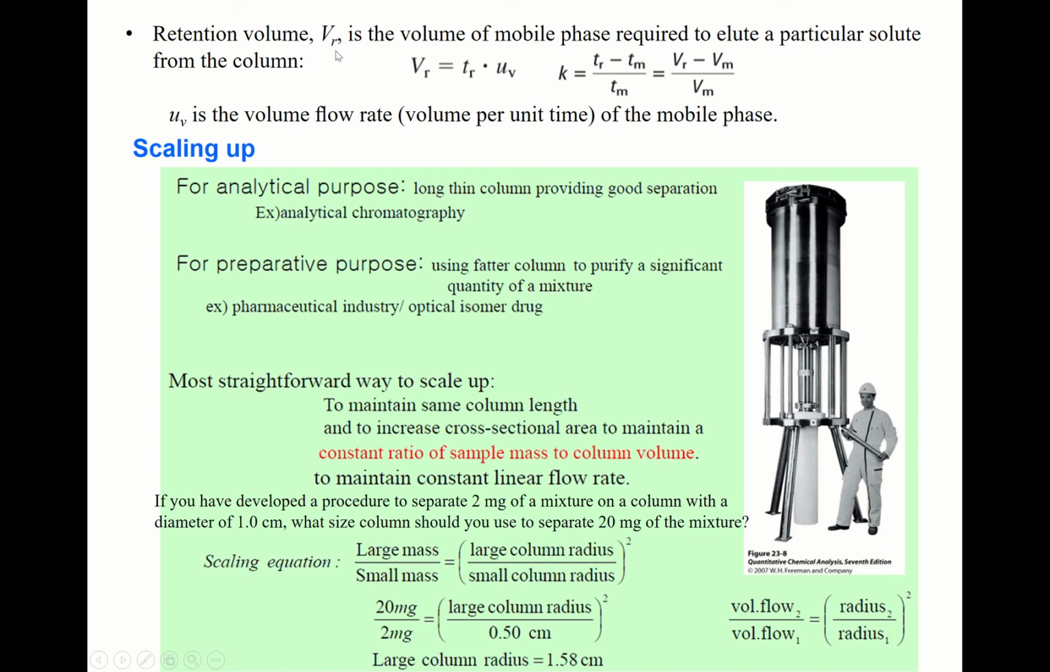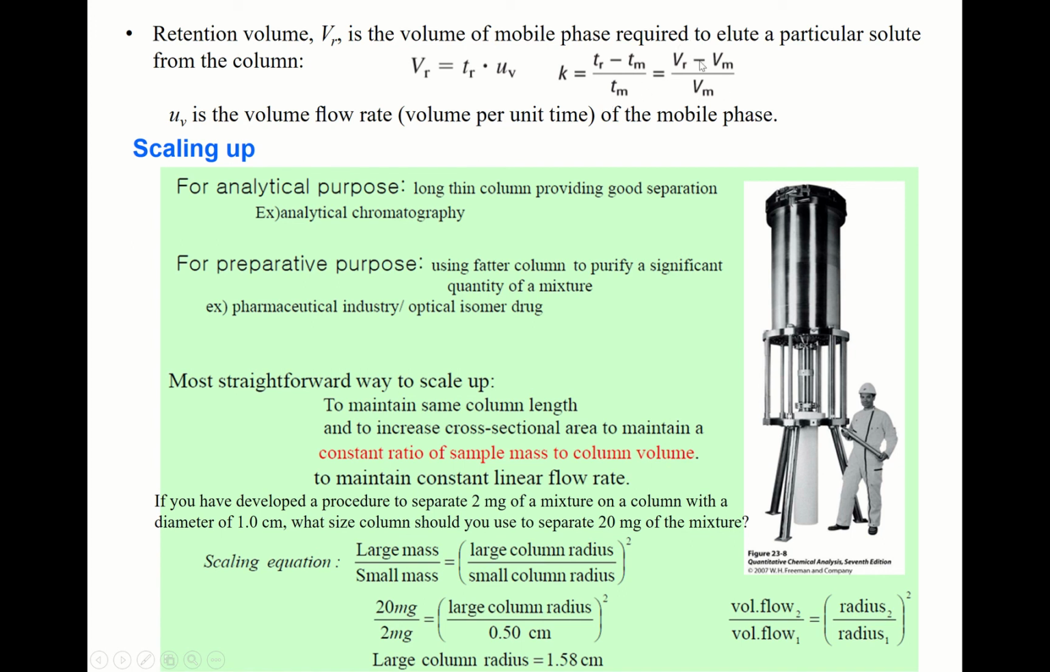Now read carefully. VR is retention volume, the volume of the mobile phase required to elute the particular solute. So VR equals TR times the volume flow rate, where TR is the retention time for a particular solute. The equation is given by this one, and since K is given by this equation, it is then expressed by this one.